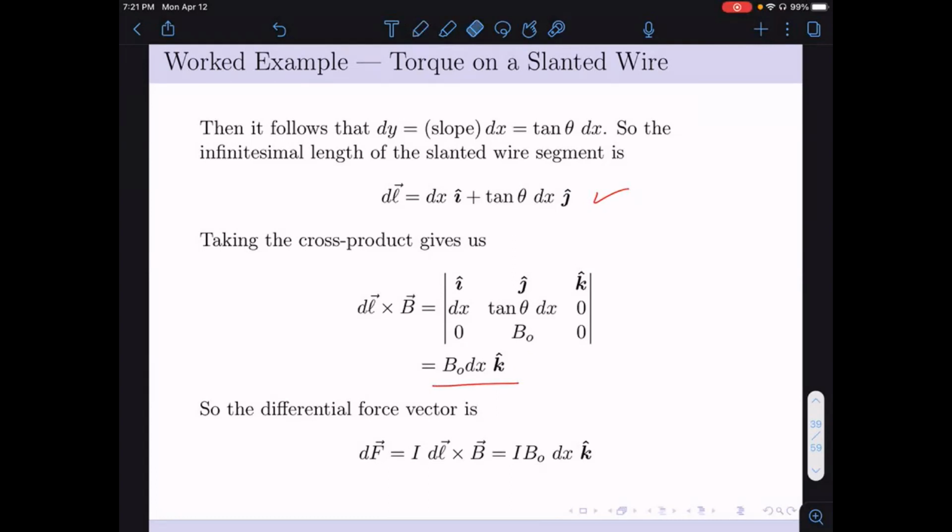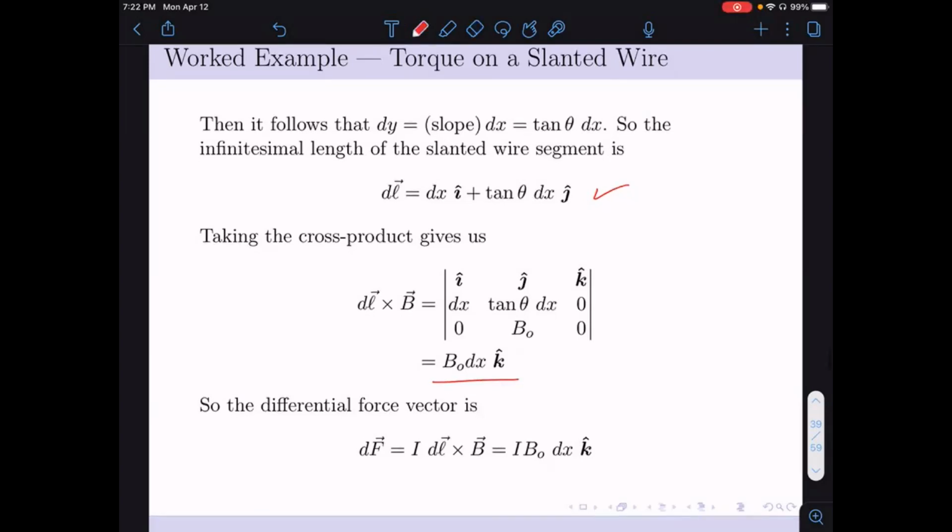So life's pretty good now. My dF is just going to be what I just got, all multiplied by my current, because that's the only variable I have left to deal with. So all in all, my dF is I B naught dx in the k hat direction. From here, I'm about halfway done. I've got half of my torque expression. I know that torque again was R crossed with dF.